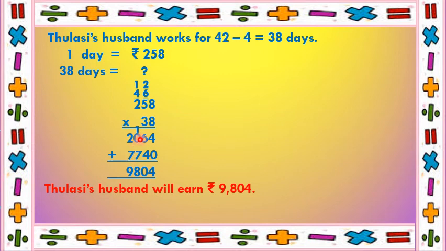Now we will add these both numbers. 4 plus 0 is 4, 6 plus 4 is 10, put 0 down, carry 1, 7 plus 1 is 8. 7 plus 2 is 9. So Tulasi's husband will earn rupees 9,804 for 38 days.